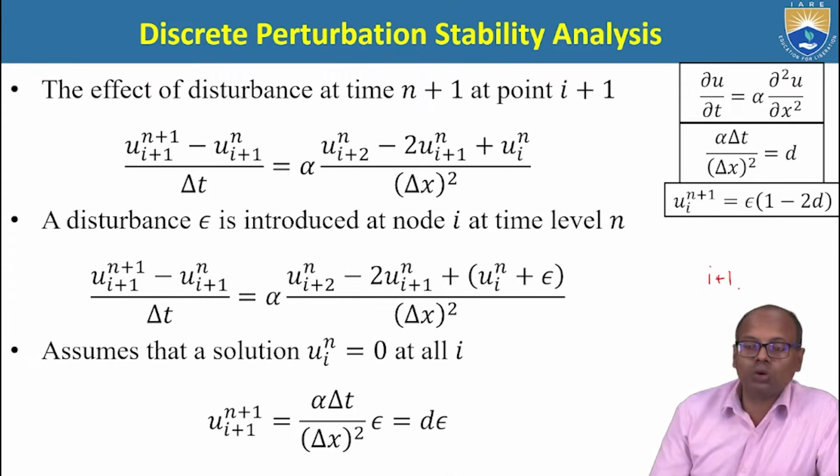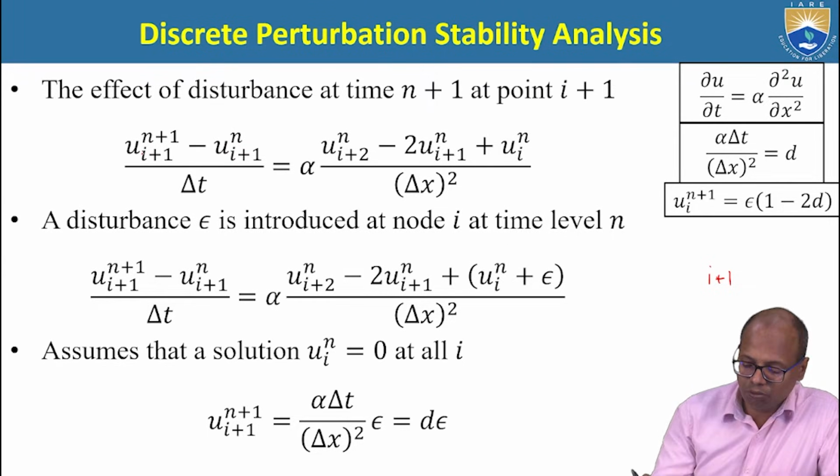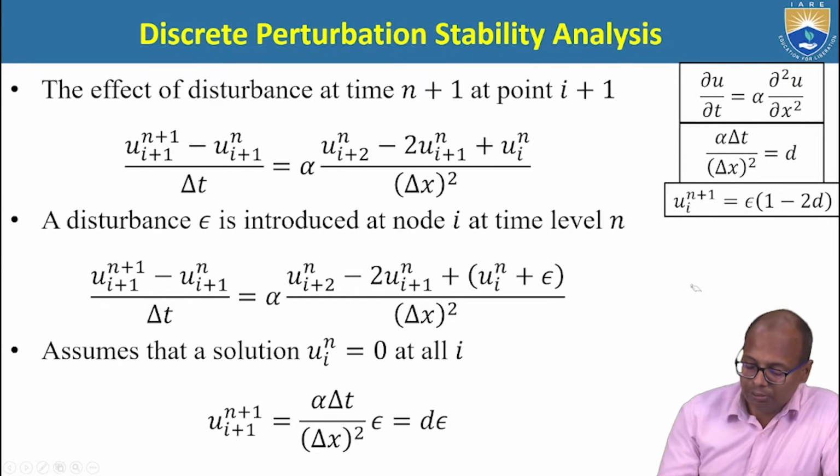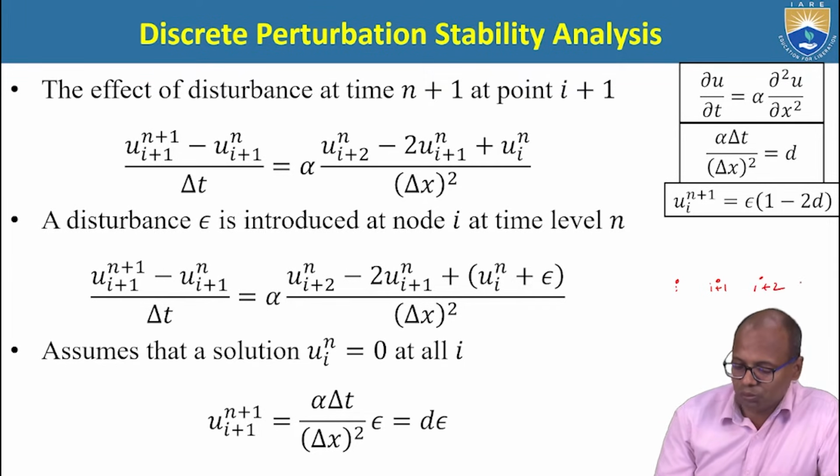I plus 1th node I have to discretize. Then only I will get here the I plus 1th node. So what I am doing here now, I am starting with the I plus 1th node. One before will be I and one after will be I plus 2. And this is at time n and this is at time n plus 1.